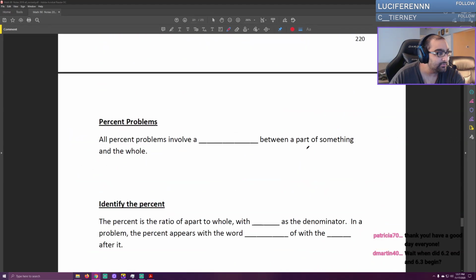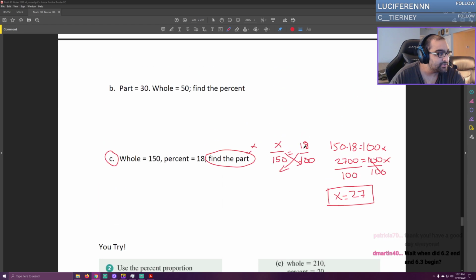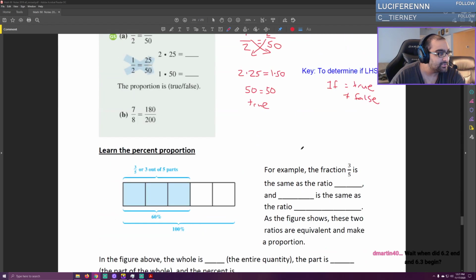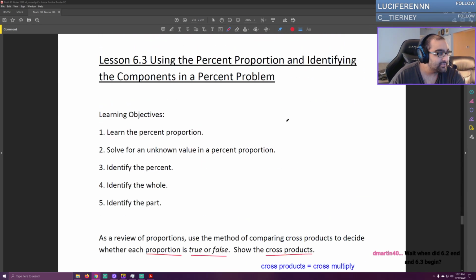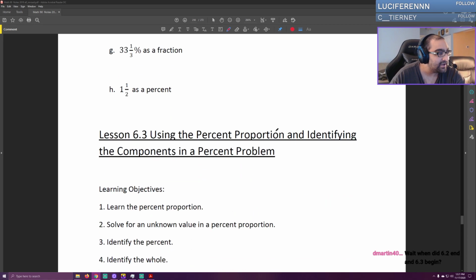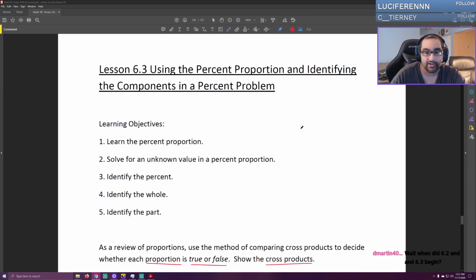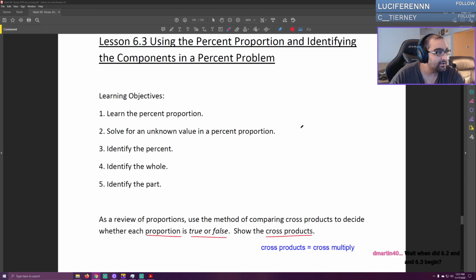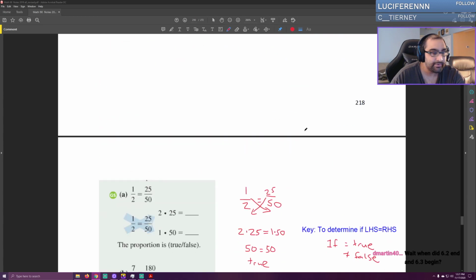6.3 was talking about the part and whole. So we actually did section 6.3 right here. 6.2 ended after we talked about percentages and fractions. And then 6.3 was doing the part and whole stuff.